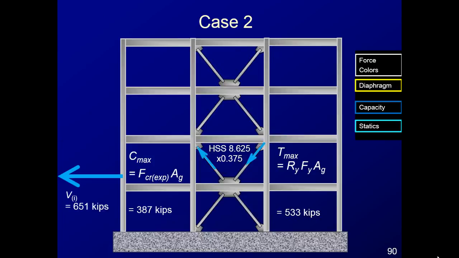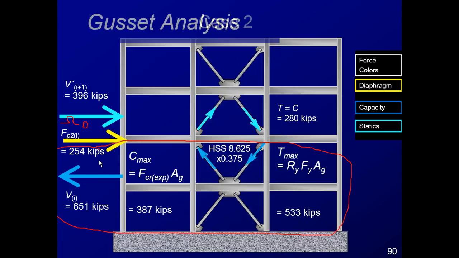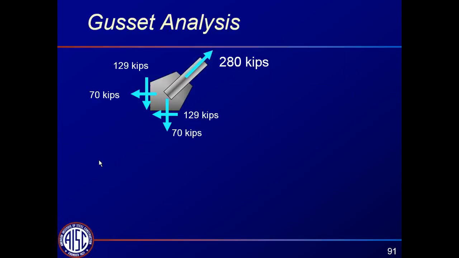So case 2. For case 2, we keep everything below the same. We still have to design for this mechanism, so all of that stays the same. But we apply the omega sub O collector force. So that already has omega sub O in it. I should have indicated that. That's twice the F sub P force. And using statics, I can solve for the difference, and that's the horizontal component of the 2 braces above. And so using trigonometry, I get that 280 kips there. So I do my gusset analysis based on 280 kips.